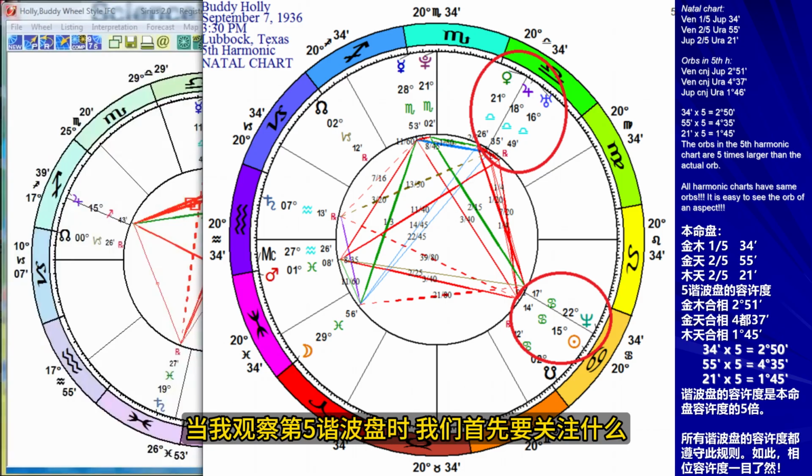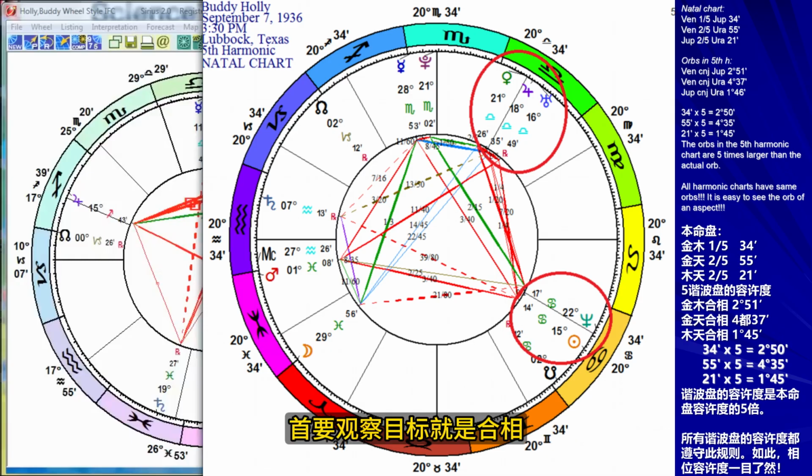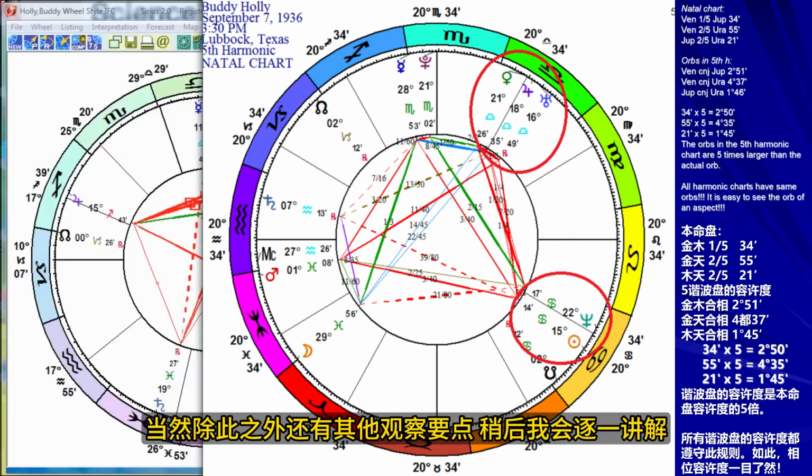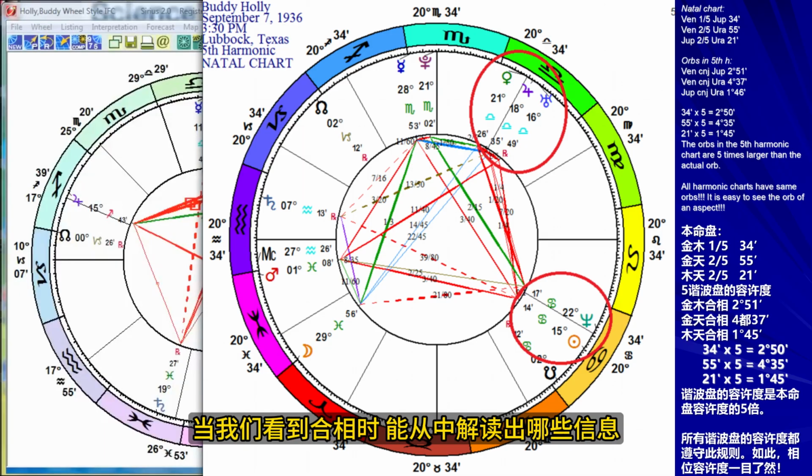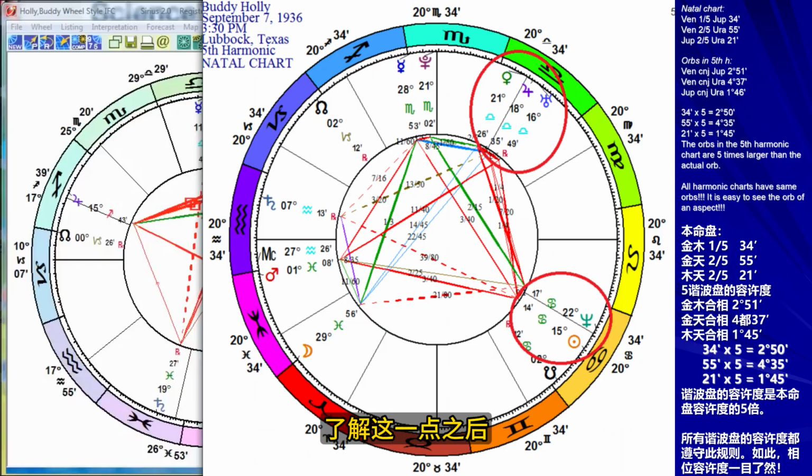Okay, but the bottom line is this. When I look at the fifth harmonic chart, what am I looking at? I'm looking for conjunctions, is the first thing I'm telling you. Obviously, I'm going to be looking at other things, because I'll explain in a minute. But I'll look for conjunctions, and when I see a conjunction, it tells me that the planets are either conjunct, 1/5, or 2/5 in the natal chart. That's what it tells me. Now, if you've got that, let me tell you about these other things.